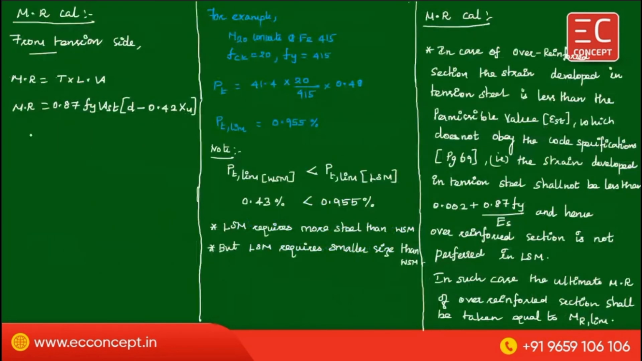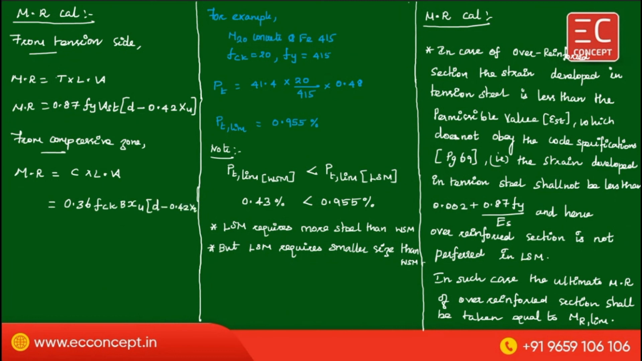Okay, the next one is if you take it from the compressive zone. Then what is the moment of resistance? Moment of resistance is equal to compressive force into lever arm. What is the compressive force? So here 0.36 Fck B Xu into D minus 0.42 Xu. Yeah, the problem is the stress is actually not 0.36 Fck.